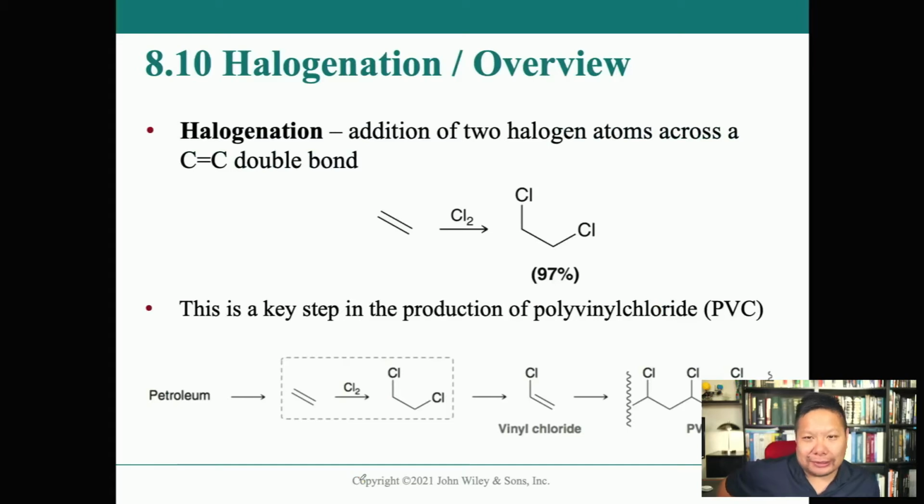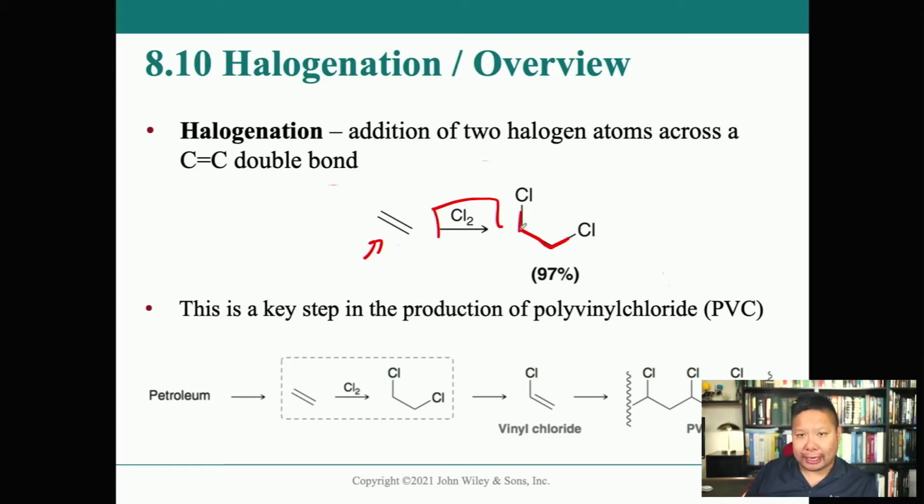So another reaction we can do with alkenes is halogenation, and it's exactly what it sounds like. You add two halogen atoms across a carbon-carbon double bond, right? So here we have our alkene. We have some chlorine gas, and you'll get 97% of chloride being added to the double bond, right?